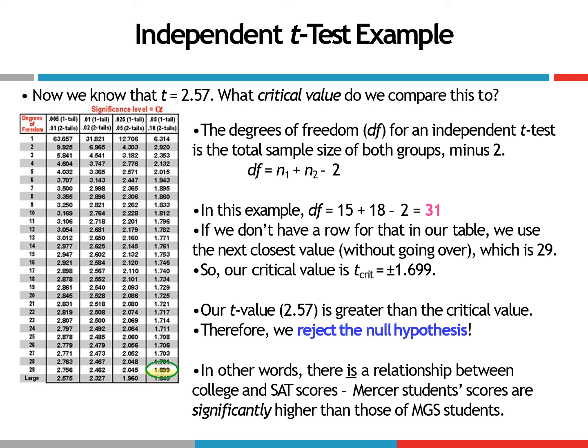Okay, so our t-value is greater than the critical value, and by now you should remember that if our obtained t-value is greater than the critical value, then we reject the null hypothesis, right? In other words, there is a relationship between college or university affiliation and SAT scores. So Mercer student scores are significantly higher than those of Middle Georgia State students.